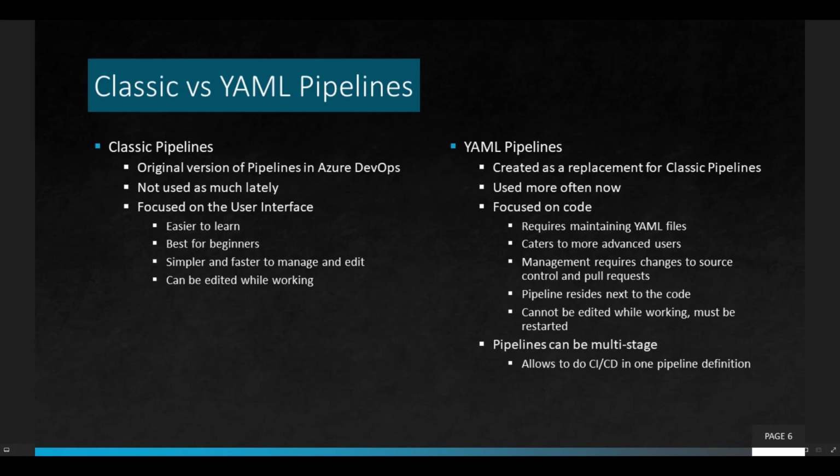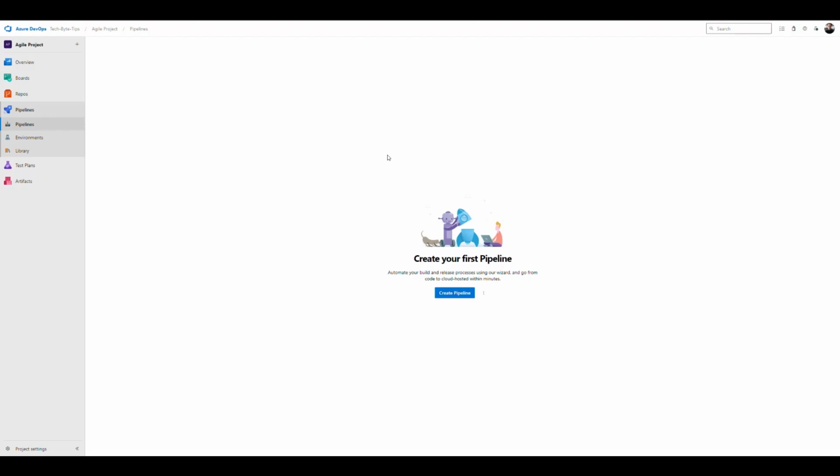And that's all for the slides. So we can go ahead now and talk about the options that we have in Azure DevOps and things that we might need to do if we want to use classic pipelines. Okay, let's go into our Azure DevOps instance.